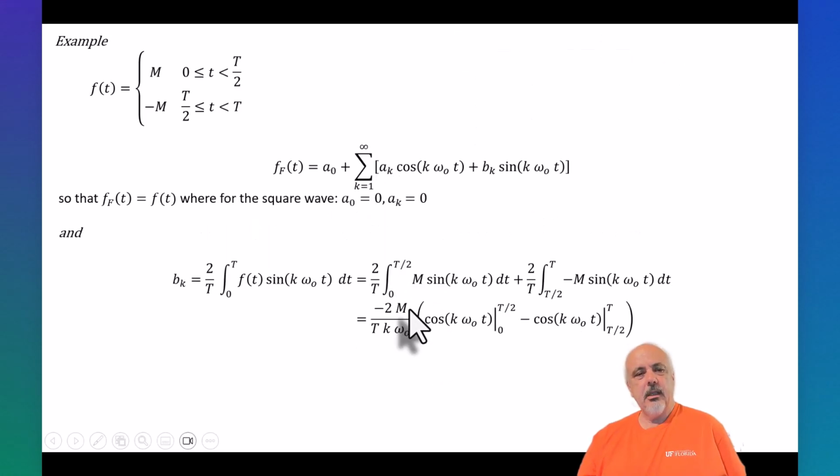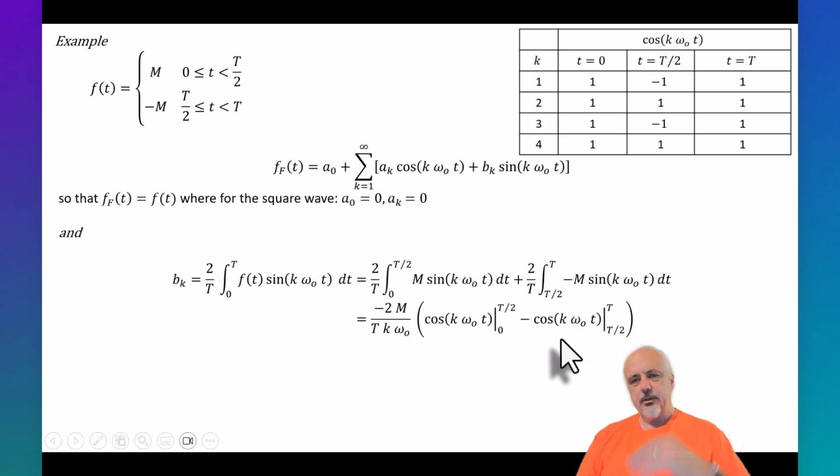Okay, but now taking a look at the b sub k's, things get a little more interesting. I did the same kind of thing, and now we're doing the sine of k here. Sine k integrates to minus cosine, so I've got the cosine, and I just pulled the minus out here, from 0 to T over 2 and T over 2 to T. I created my little table again, and it turns out that only the odd k's are going to matter because the even k's just kind of kill each other.